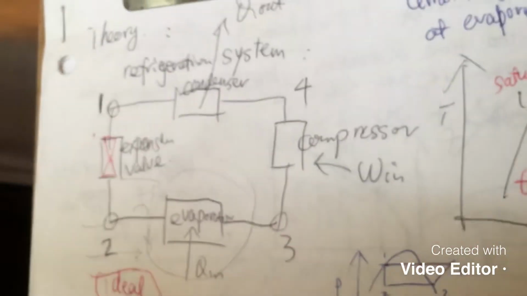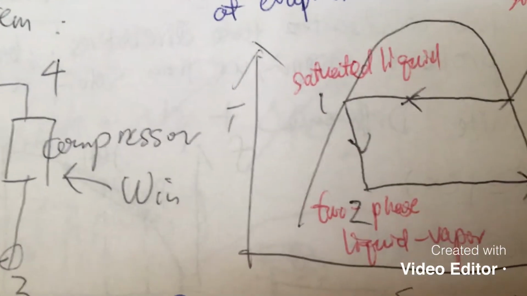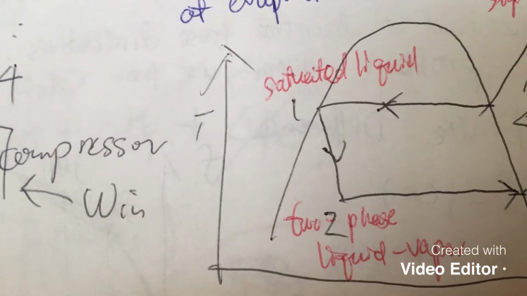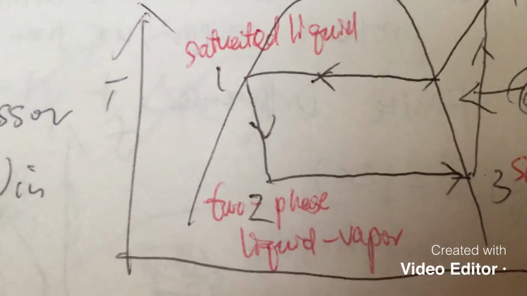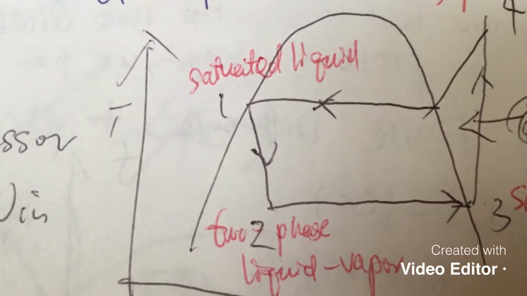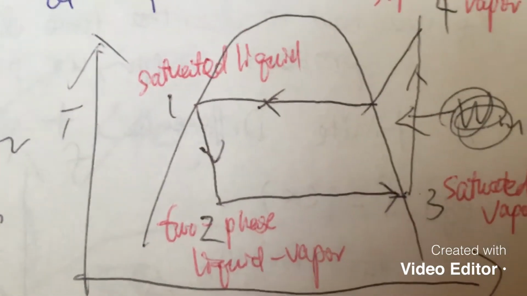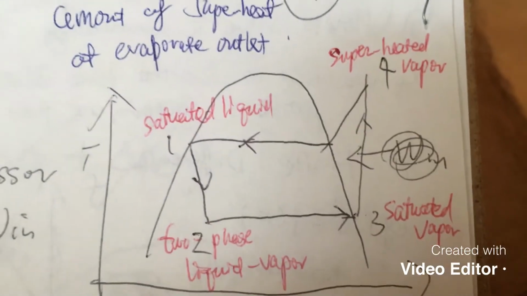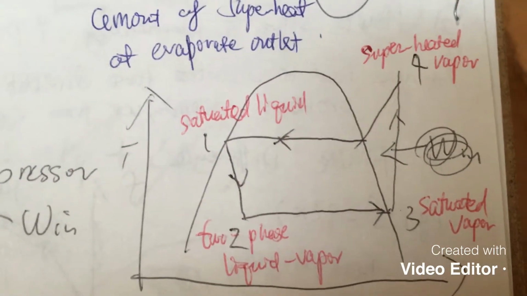Then what happens in the expansion valve from 1 to 2? At the expansion valve, there is a phase change, and the liquid becomes a two-phase mixture. Okay, that's the whole refrigeration cycle process.